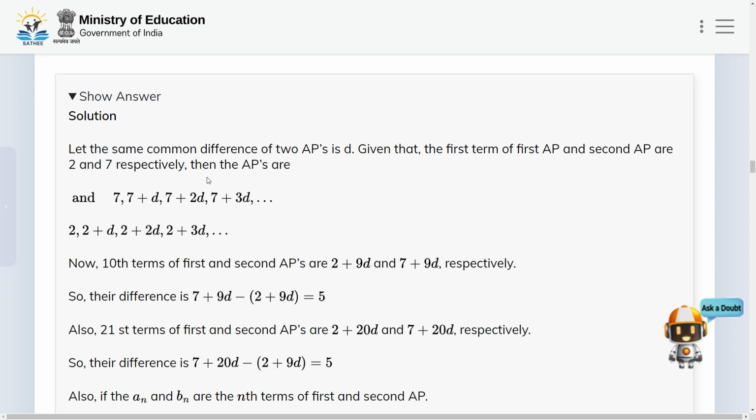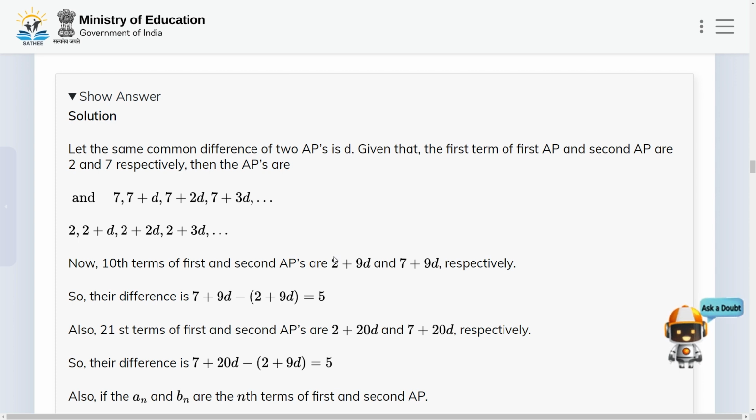Here, let the same common difference of the two APs be d, and given that the first terms of the first AP and second AP are 2 and 7 respectively, the APs are 7, 7 plus d, 7 plus 2d, 7 plus 3d, and 2, 2 plus d, 2 plus 2d, 2 plus 3d. Now the 10th terms of the first and second APs are 2 plus 9d and 7 plus 9d respectively.